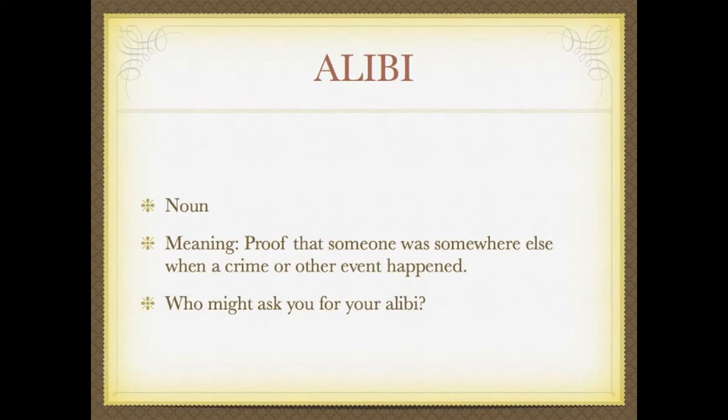The first word on our list this week is alibi, which is a noun. The meaning of alibi is proof that someone was somewhere else when a crime or other event happened. I could use the word alibi in a sentence like this. The alibi proved that the suspect was at his mother's house when the store was broken into. Who might ask you for your alibi? Think about it and write your response on your vocab sheet.